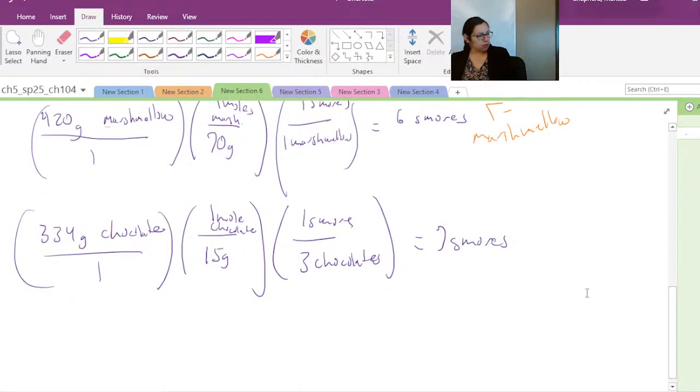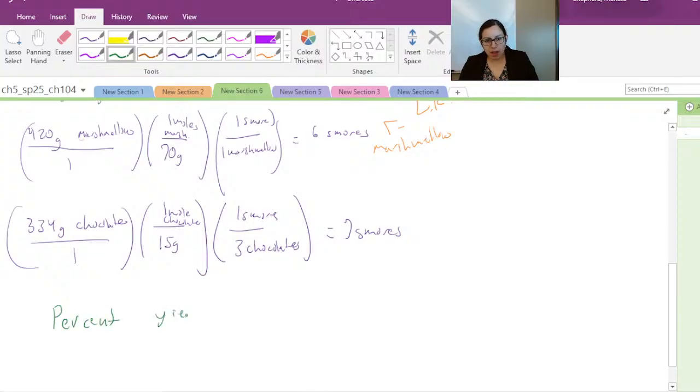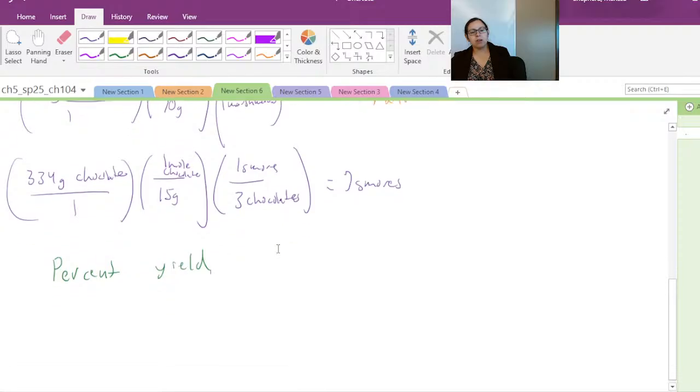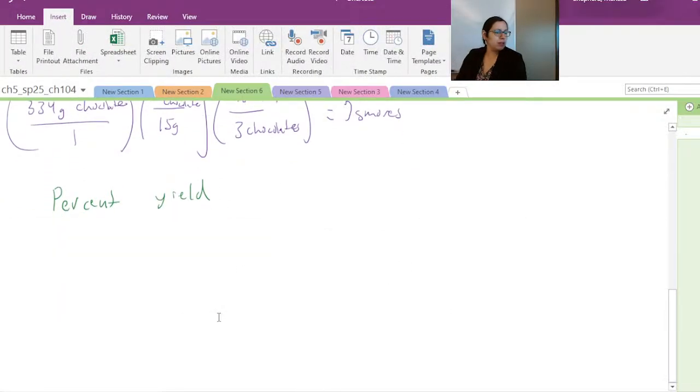All right, before we look at the mole highway, let's just tackle our last type of question that we'll have. It's called a percent yield question. There are different ways that this could be asked. You might have to find the percent yield, or maybe you know it. So let's go through one example.